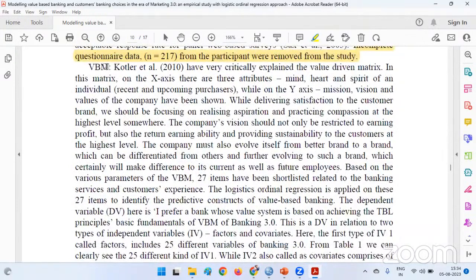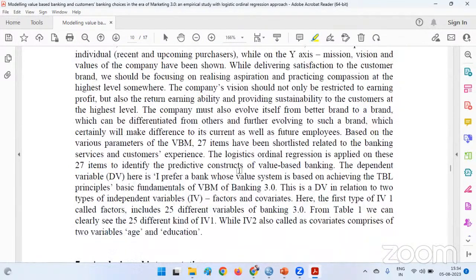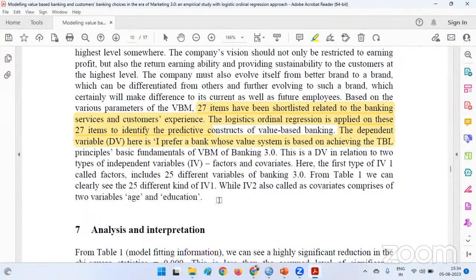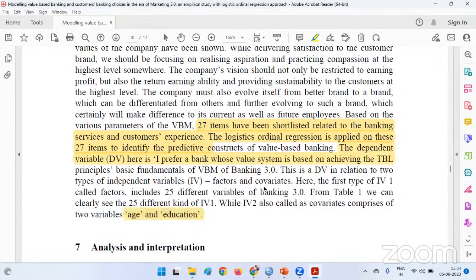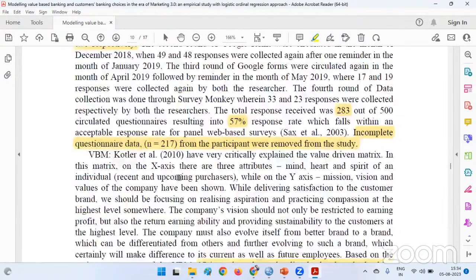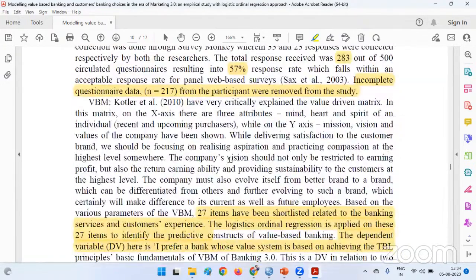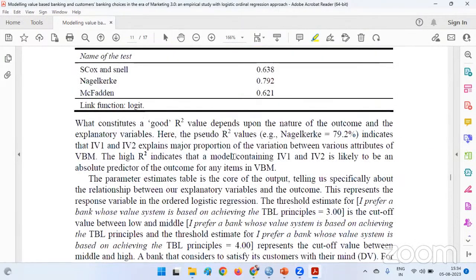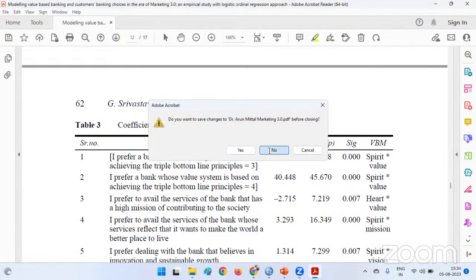Then we have value-based metrics, that is also a part of methodology. Then how many statements or items were taken, and the dependent variable, I prefer banking with this. TBL stands for triple bottom line principle. Then other variables, age and education. So your dependent and independent variables in brief, number of statements, each and everything is there in the methodology part. Then the analysis. All right. So this was one thing that I wanted to show you.